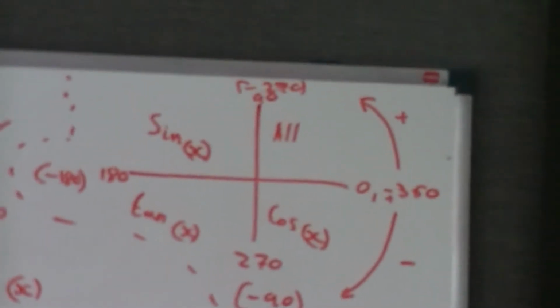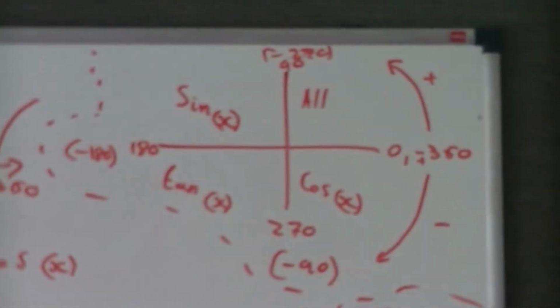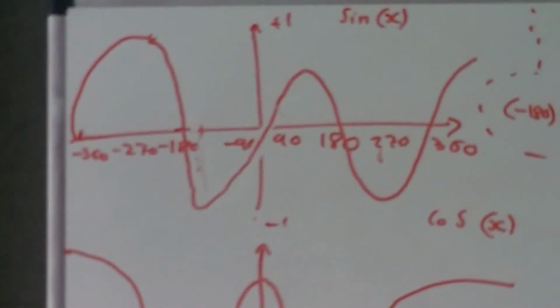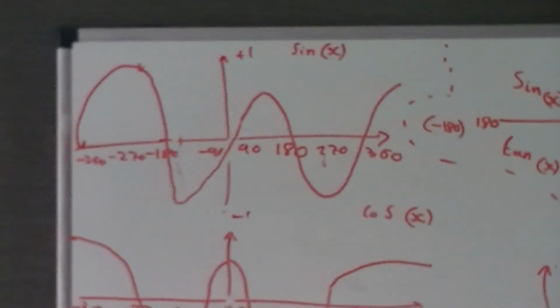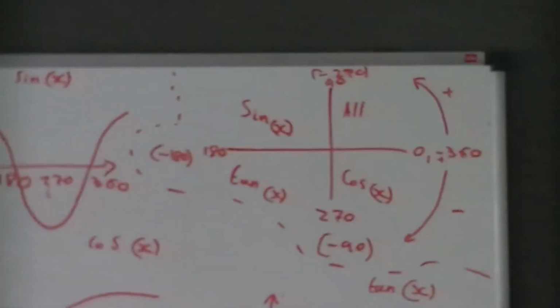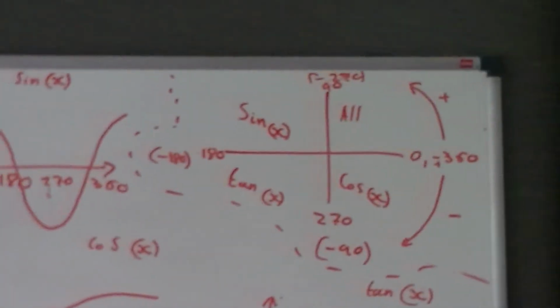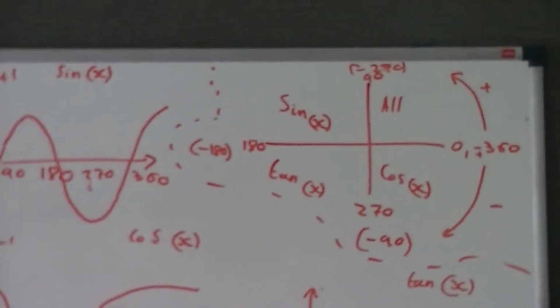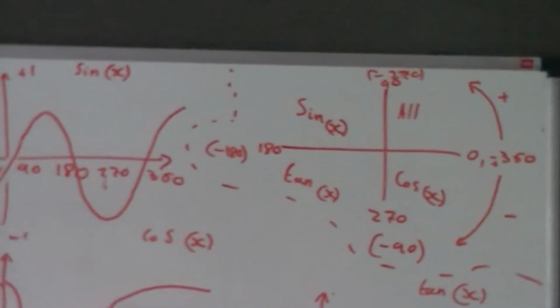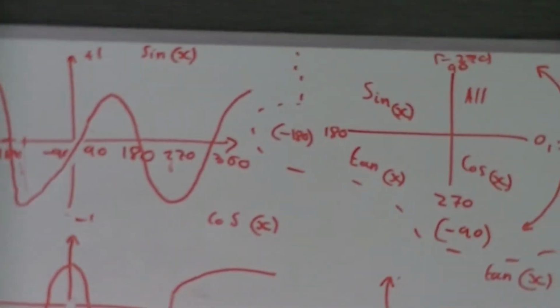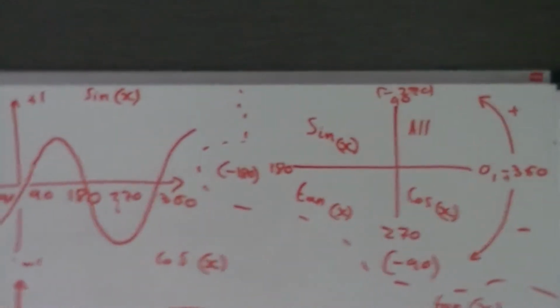Now we've put all there because between 0 and 90 degrees, so in the first quadrant, all of these graphs are positive. The tan graph between 0 and 90 is positive, and the tan graph 0 and 90 is also positive. So every single graph between 0 and 90 degrees is positive, it's not negative. However, between 90 and 180 degrees, only the sine x is positive.